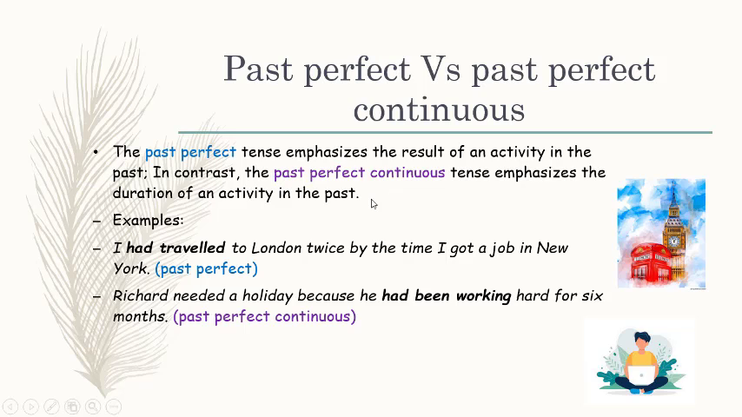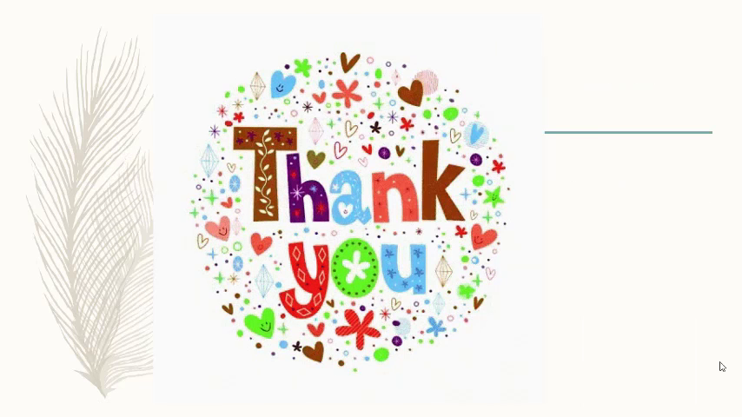While the past perfect continuous tense focuses on the duration of an activity in the past. Like here, Richard needed a holiday because he had been working hard for 6 months. So here I'm using past perfect continuous because I am focusing on the duration of this activity, that he had been working for 6 months.